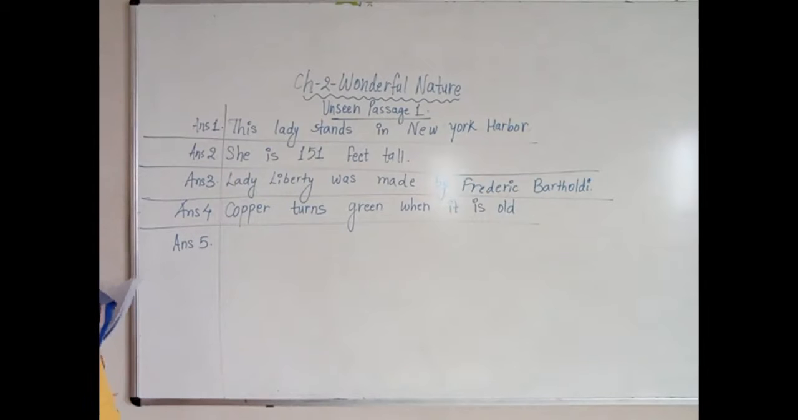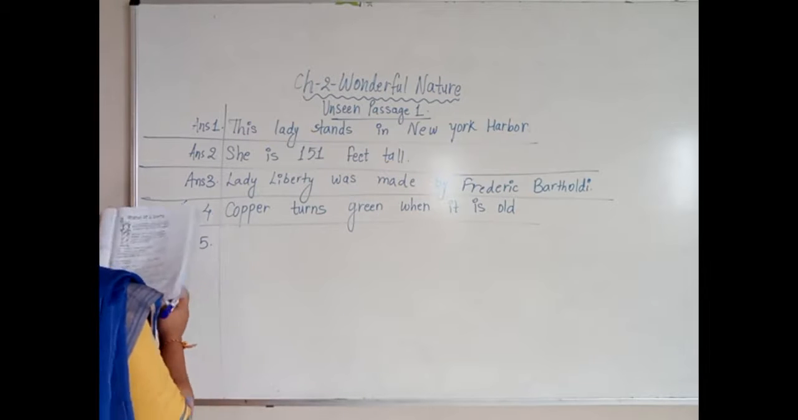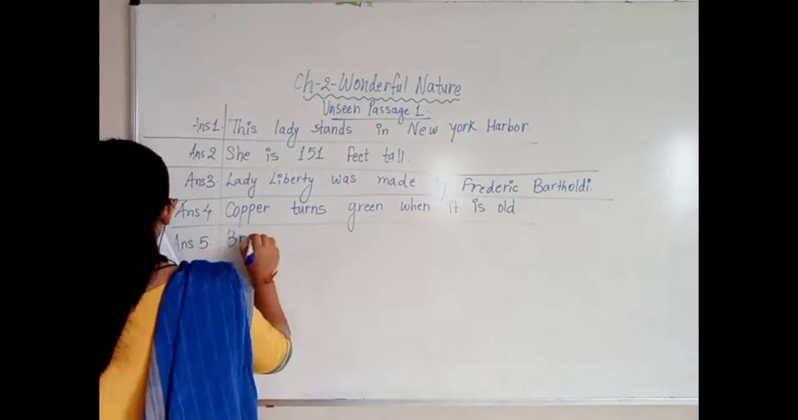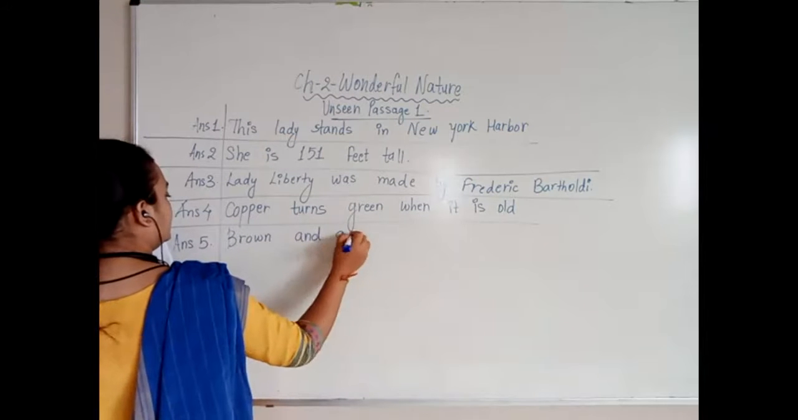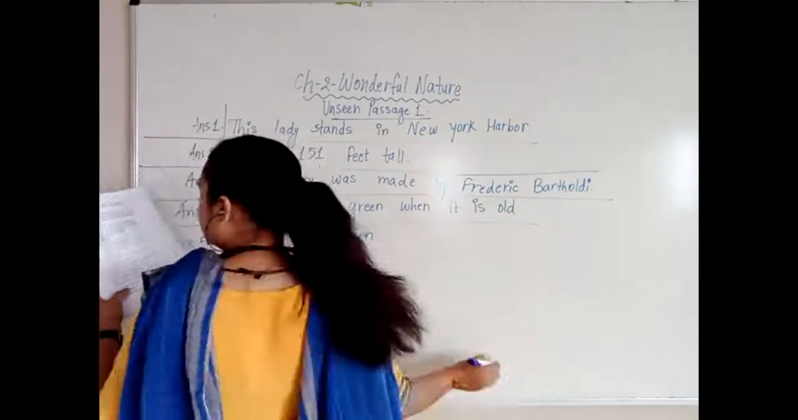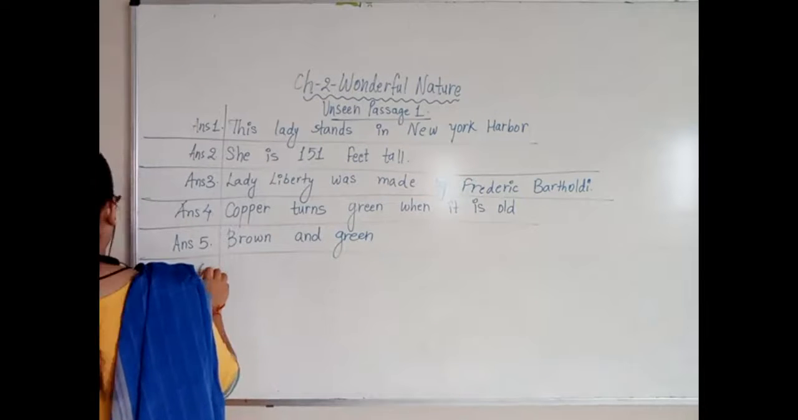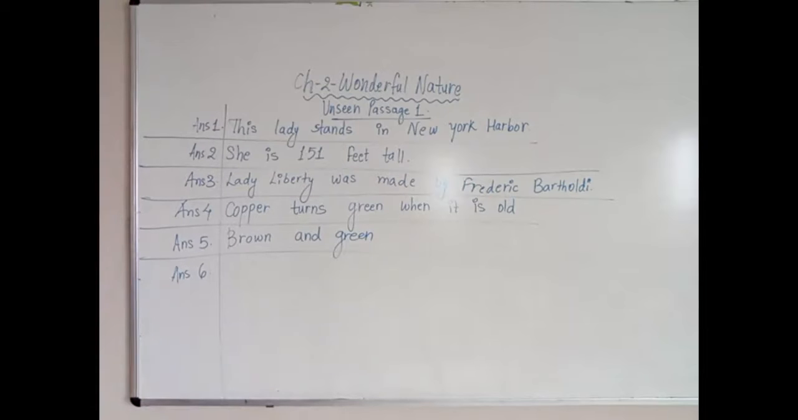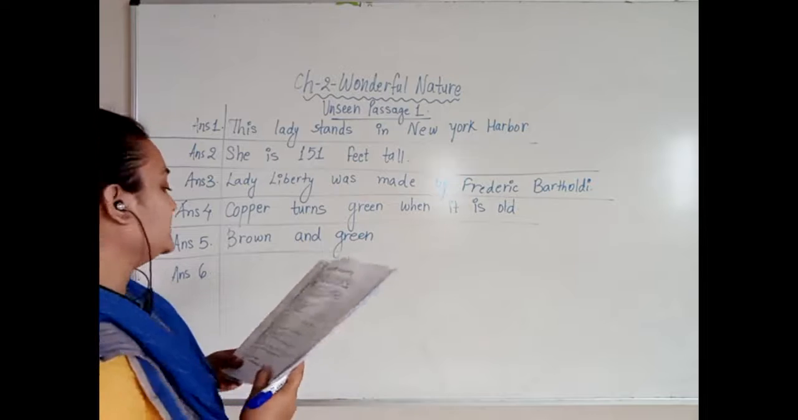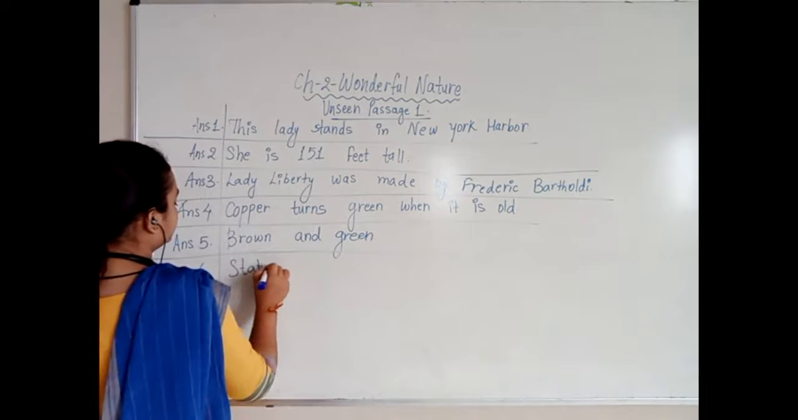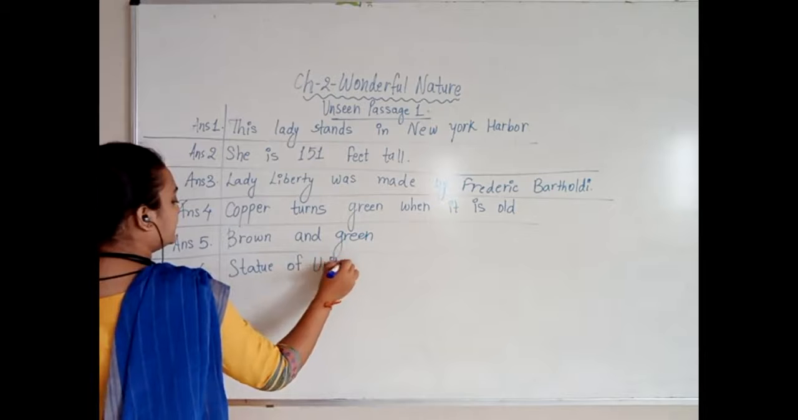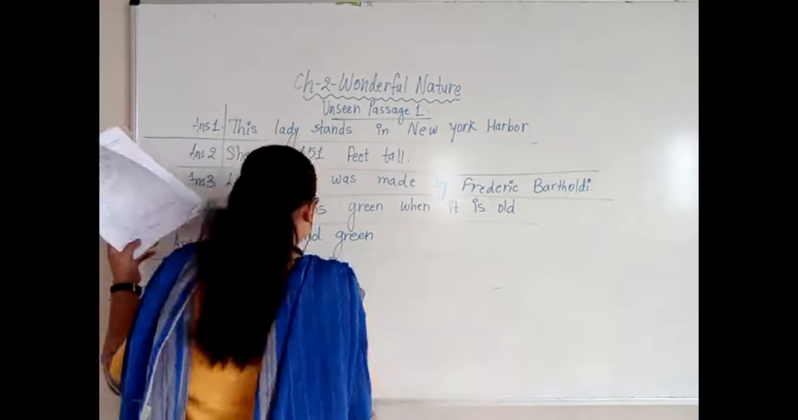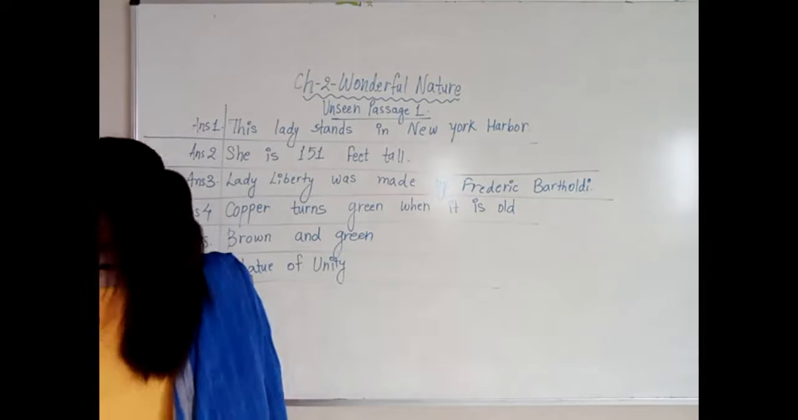Answer this. Find two colors mentioned in the passage. And the two colors are brown and green. Answer this. Which statue is made by the Indian government that symbolizes unity? Yes, we'll be writing Statue of Unity. Where is it situated? It is in Baroda.